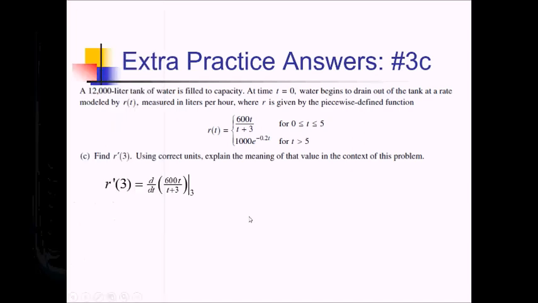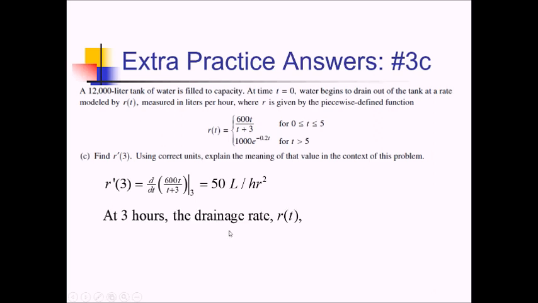And now what are the units going to be? Well, if I'm taking the derivative of liters per hour with respect to time, that's dividing by another hour unit. So this is going to be liters per hour squared. And what does this mean? This means that at 3, what's the time unit? 3 hours. At 3 hours, the drainage rate, R of t, is increasing at a rate of 50 liters per hour squared.